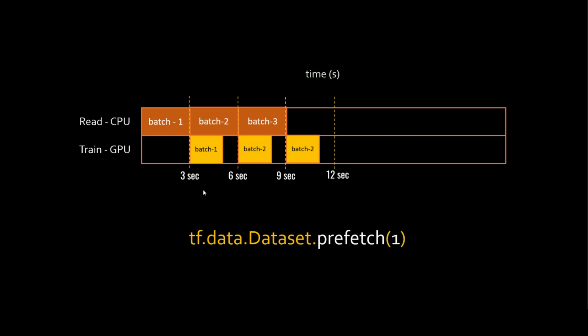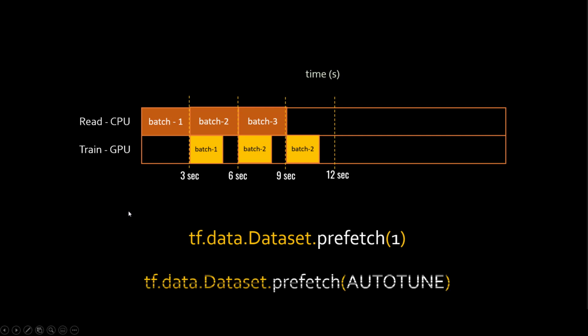This can be done by the prefetch API. So all you have to do is call tf.data.Dataset.prefetch(1). 1 means how many batches I want to prefetch. So when I say 1, while the GPU is training my batch 1, it will pull one extra batch into memory. If I say prefetch 2, at this point it will prefetch batch 2 and batch 3. Normally you will supply the AUTOTUNE argument, so you will let the TensorFlow framework decide for itself how many batches it wants to load in advance. So you will see people using AUTOTUNE very often.